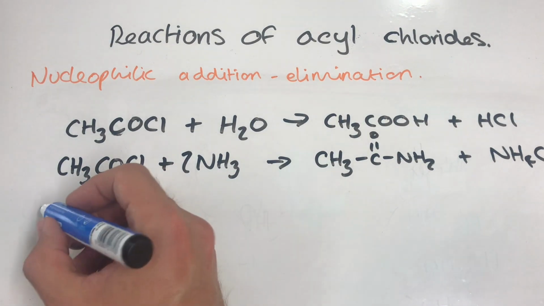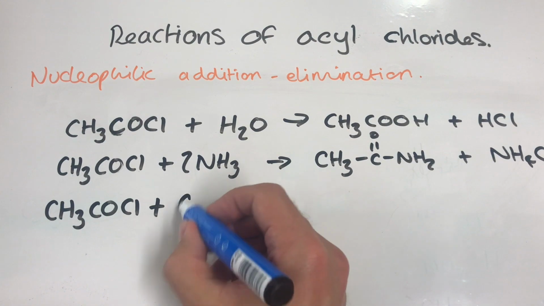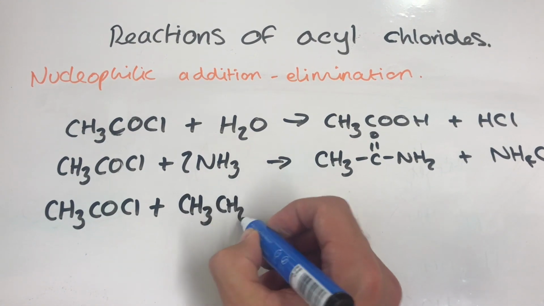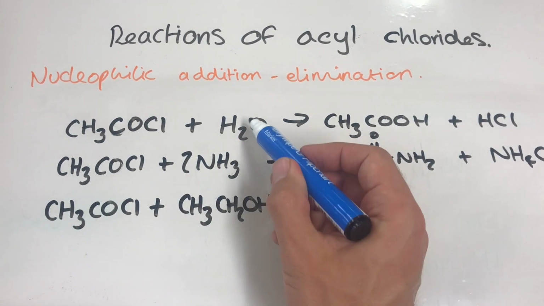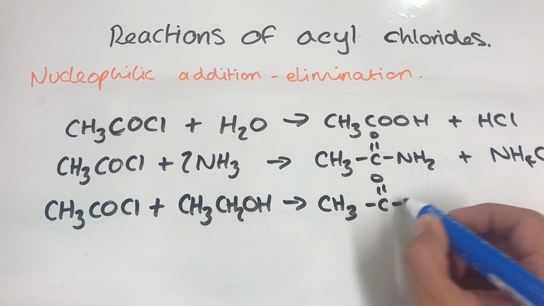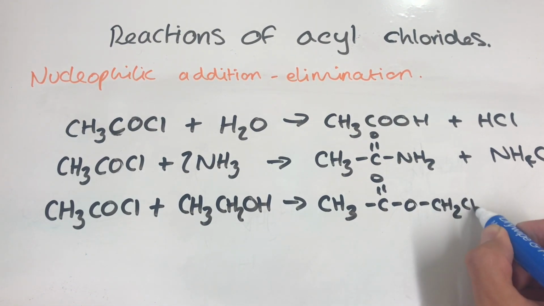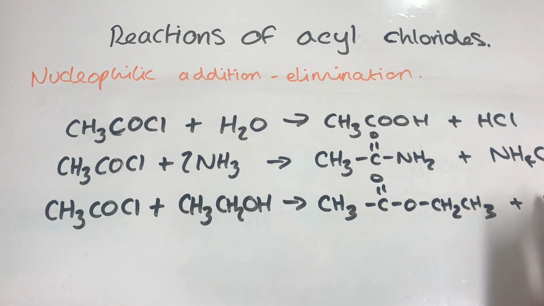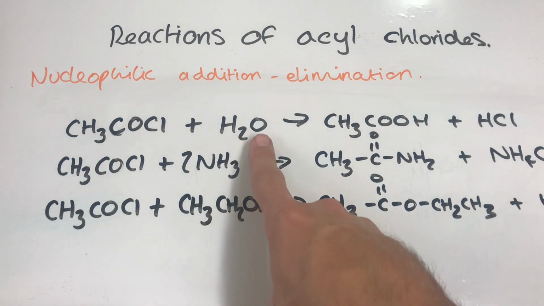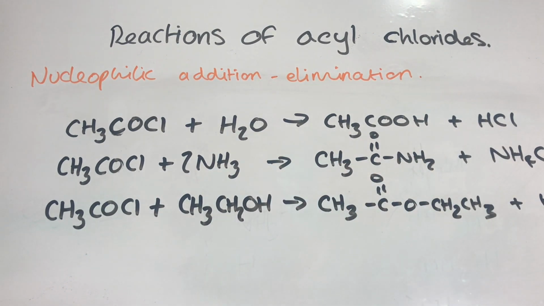The next reaction is looking at the alcohol: CH3COCl plus ethanol. That's our nucleophile. These are all our nucleophiles. And here we make an ester. Ethyl ethanoate is our ester. And HCl is the eliminated product here. So these are all addition elimination reactions again. We've added in the nucleophile and we've eliminated a small product on the other side.